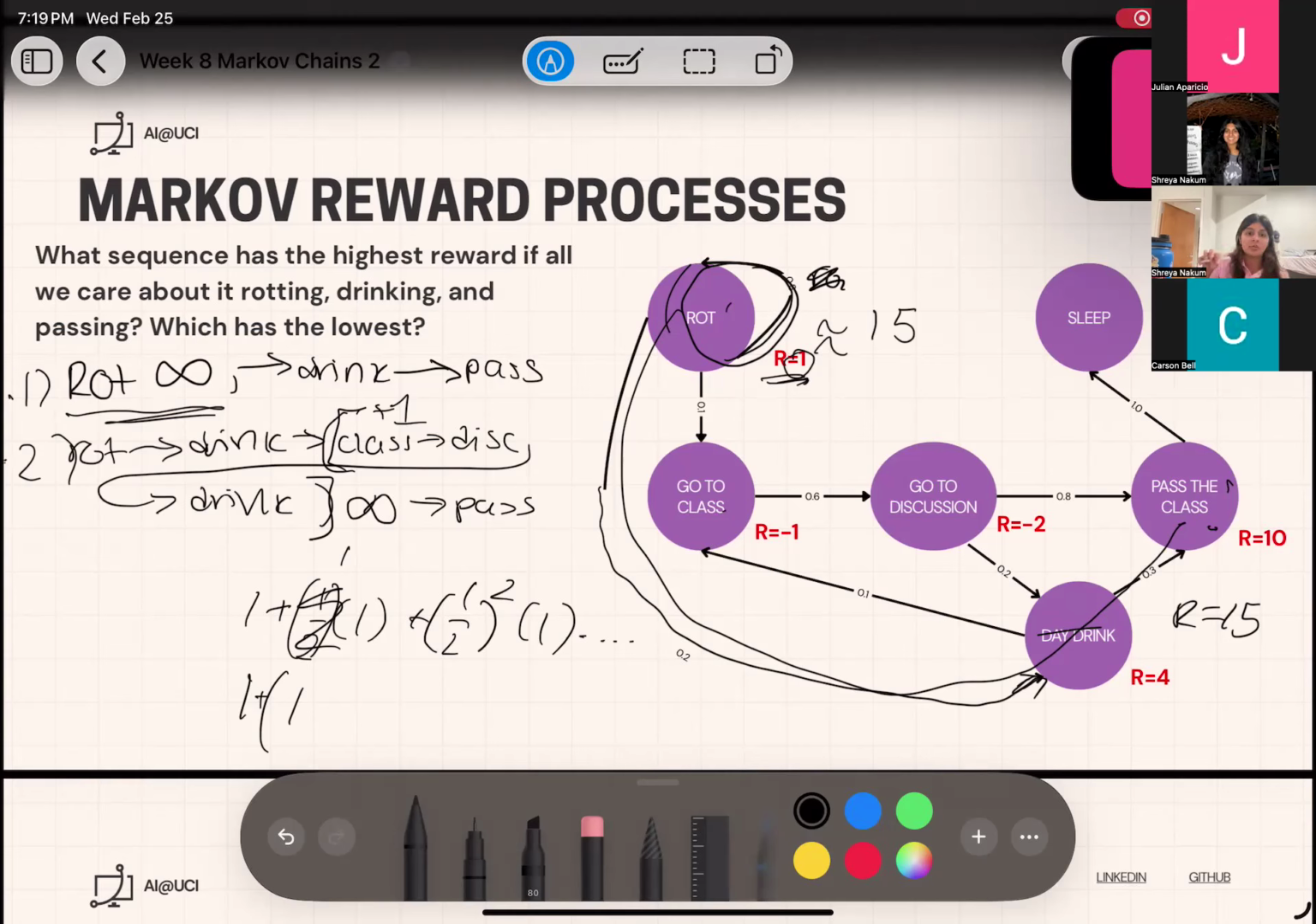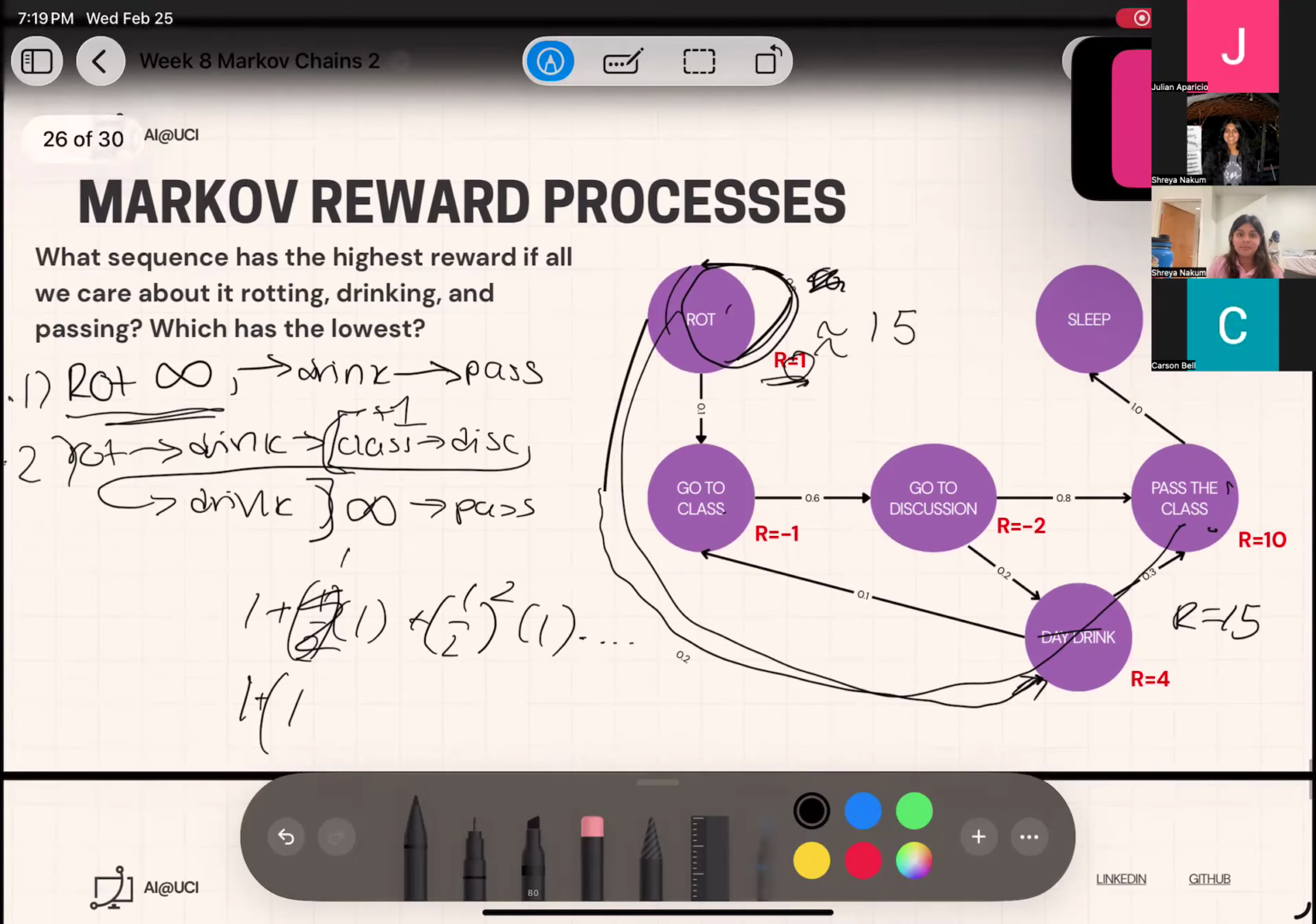a lesser reward than I would get if I had a year to study. If I had a year to study, I could rot every day and get a reward of 365, and then rot, drink, and pass the class at the very end. Okay, that makes sense. So it's also based on the time frame that you're dealing with, like how many steps you're doing.